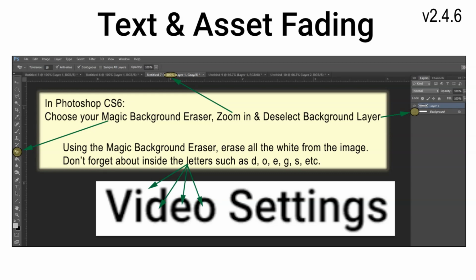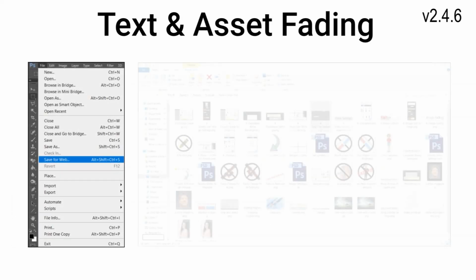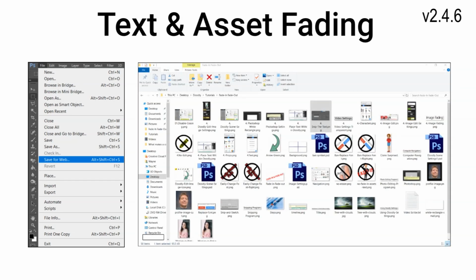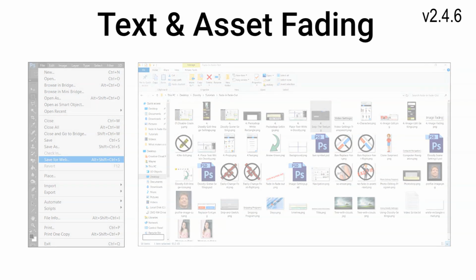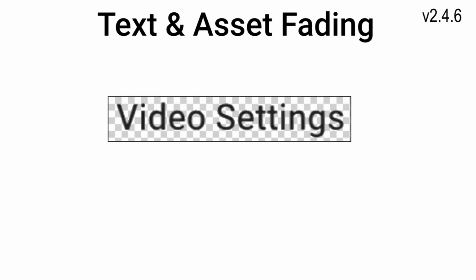We want the white background gone in case we want to use the image for a chalkboard effect. If we only care about using the image for a whiteboard effect, then we can skip erasing the background. We can save the now transparent image for web using Photoshop. Now we import that image back into Doodly and repeat the same fading process as image fading.